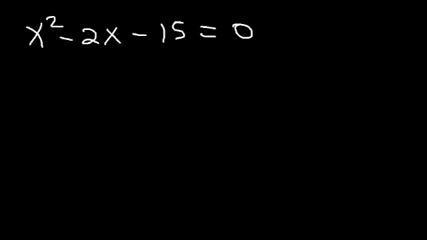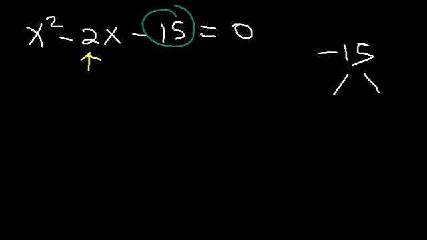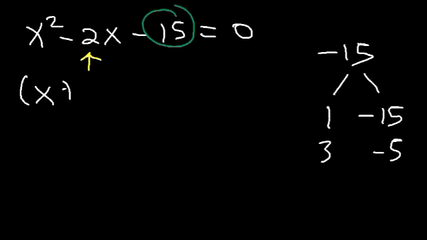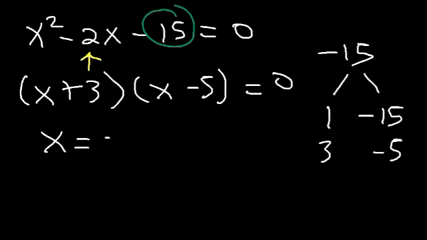Try this one. x squared minus 2x minus 15. Solve for x. So what two numbers multiply to -15 but add to the middle number -2? It's not 1 and 15. 3 and -5 could work. 3 times -5 is -15, and 3 plus -5 is -2. So it's going to be x plus 3 times x minus 5. Therefore, x is equal to -3 and +5.